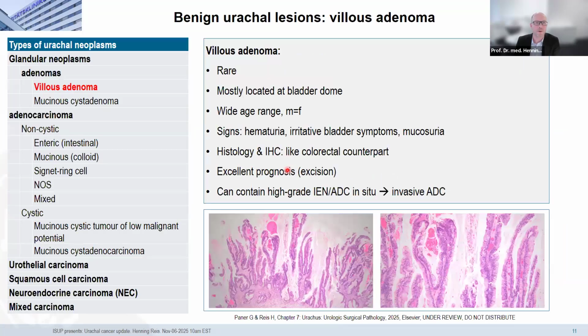So coming to villous adenoma, these are very rare tumors, mostly located at the bladder dome. There's a wide age range. Usually those patients suffer from hematuria or irritative bladder symptoms. Mucosuria is rarer. And when it comes to histology and IHC, it's completely like the counterpart in the colorectum. It has these slender papillae and pseudostratified nuclei. It can have low grade, but also high grade and an adenocarcinoma in situ.